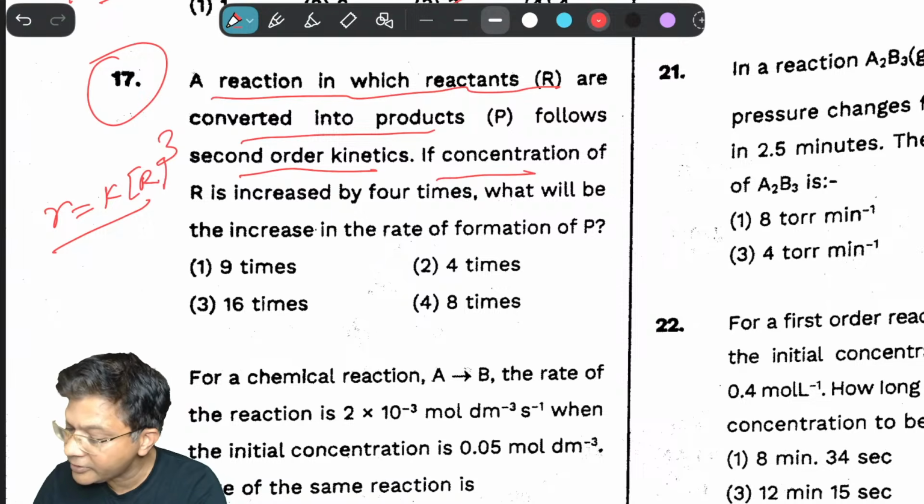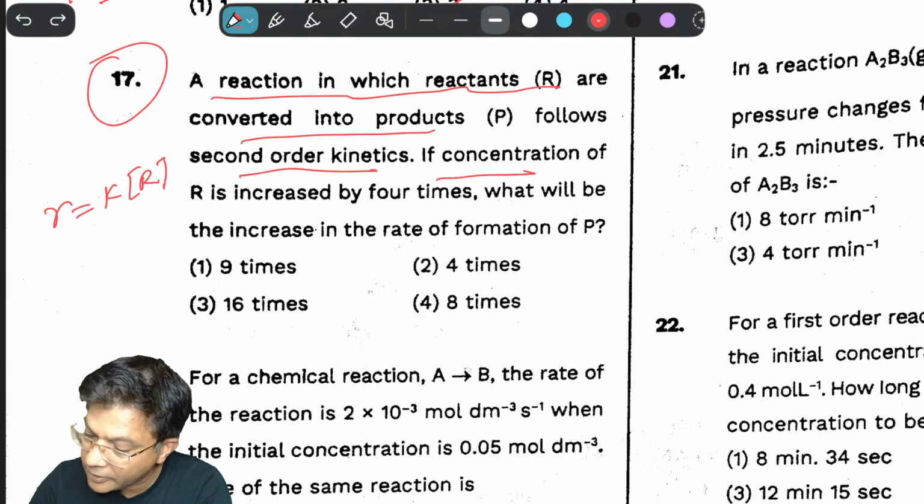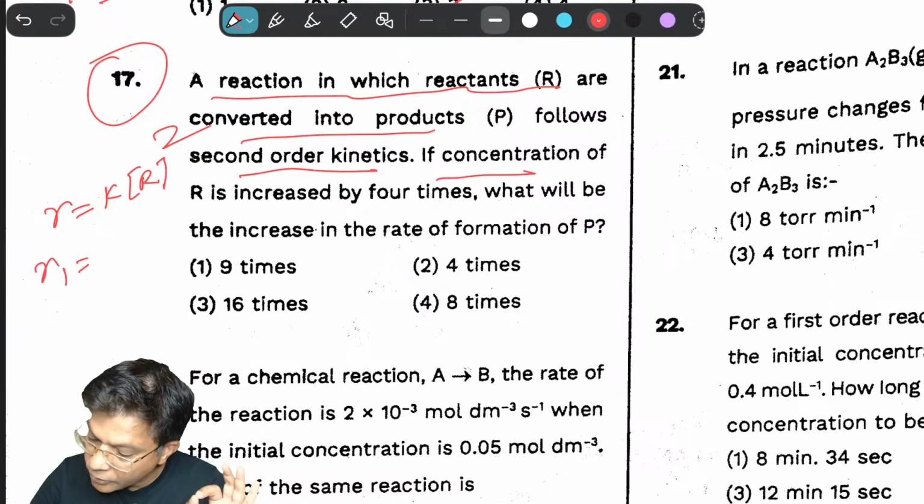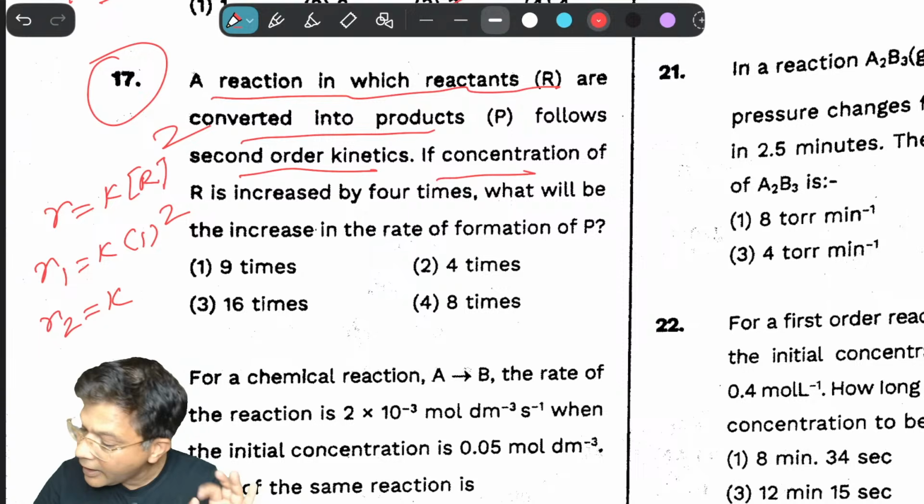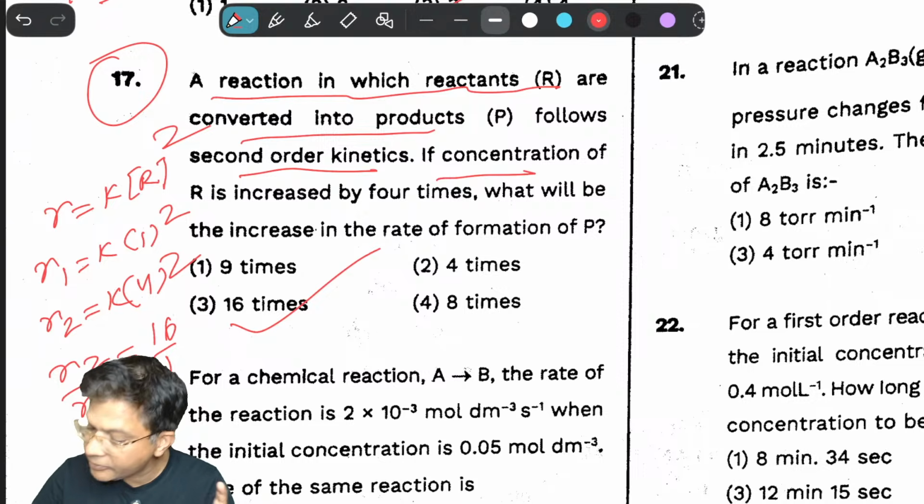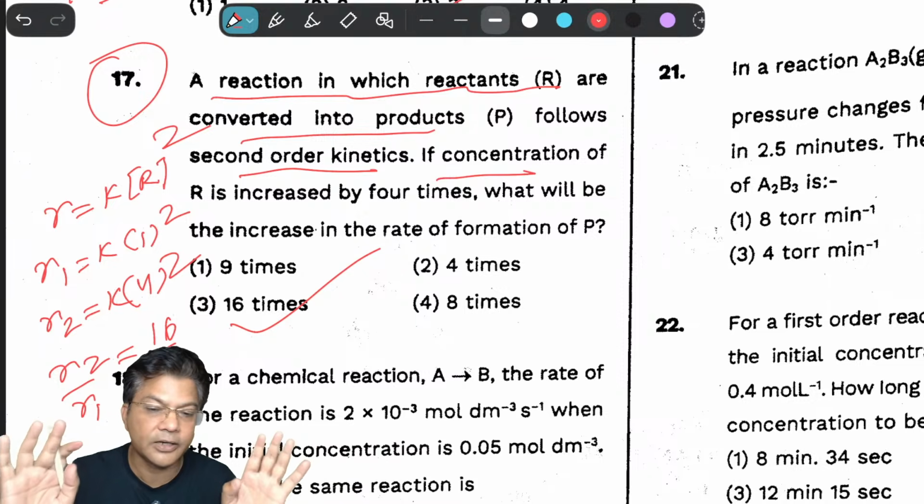They are saying second order kinetics, so I have written third order kinetics 2 times. So can I write R1 is equal to K, and the initial concentration is 1 raised to power 2, and if I say R2 is equal to K and the concentration 4 times, so 4 raised to power 2, so R2 divided by R1 is equal to 16 upon 1, so 16 times. Third is the correct answer.